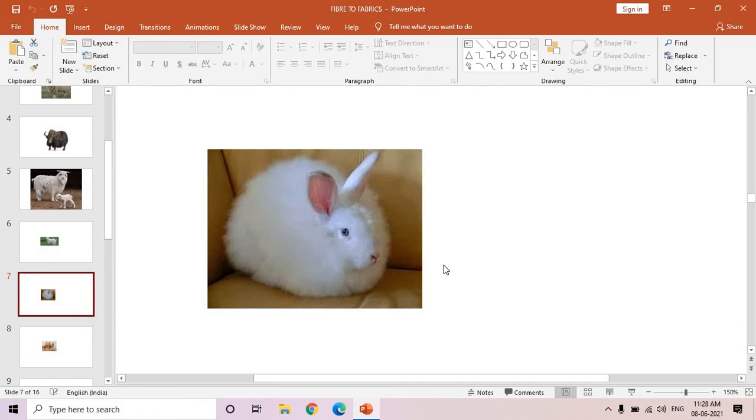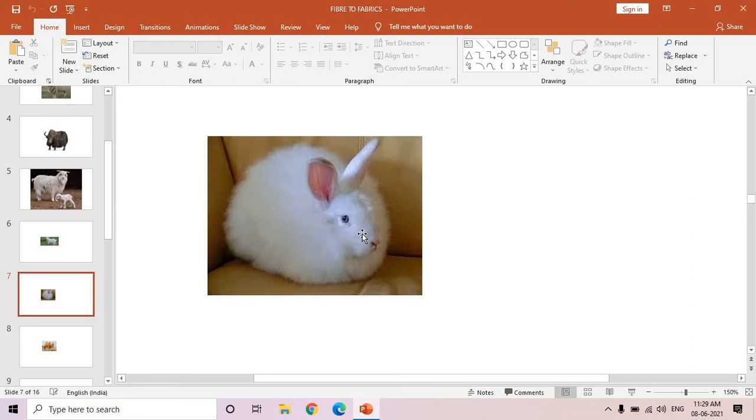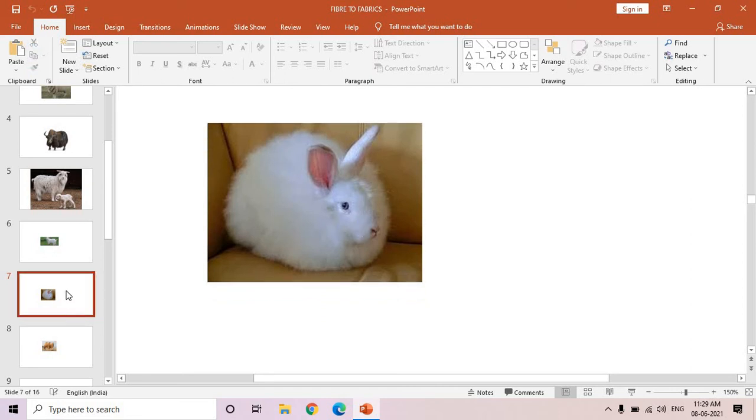Originally these rabbits are from the Turkey region. They give a very small amount of wool, but very beautiful, good quality wool. So these are Angora rabbits. Till now we discussed the animals, what type of animals and what type of wool they are giving.